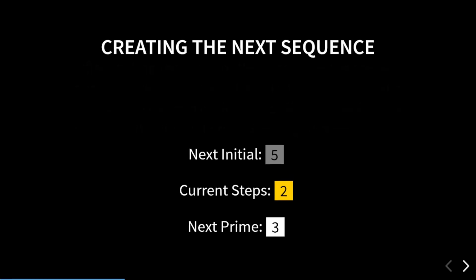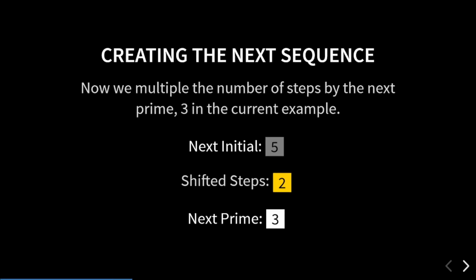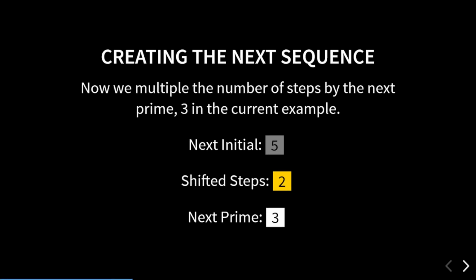And how are we going to do that? We have to make a shift to the left on the steps, but that doesn't make a lot of sense when we just have one element, so we are going to talk about that later. Then you have to multiply the steps by the next prime, but it's not multiplying the values and converting the 2 into 6. It's in fact creating 3 blocks of 2, and doing that we are going to calculate the values of those steps, but without the cycle, just one round. So 5 plus 2 is 7, plus 2 is 9, plus 2 is 11.